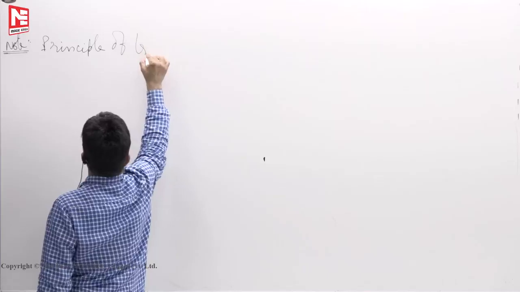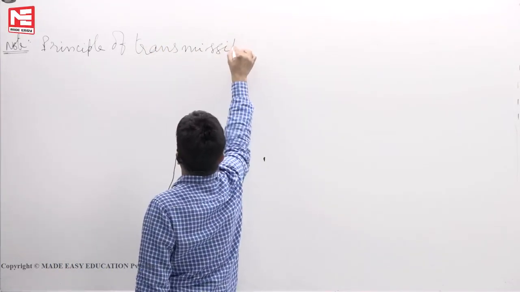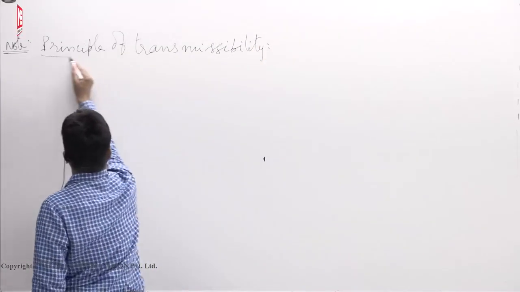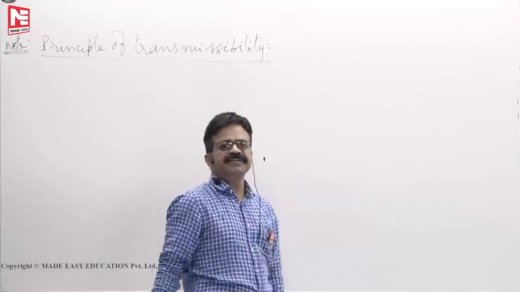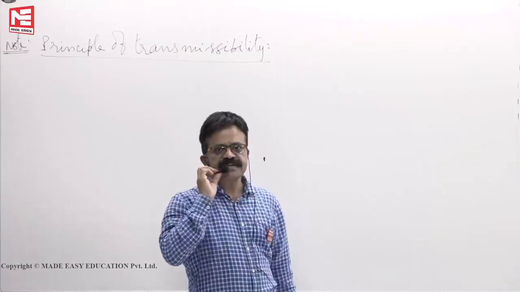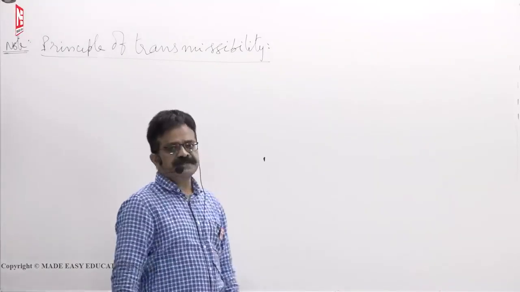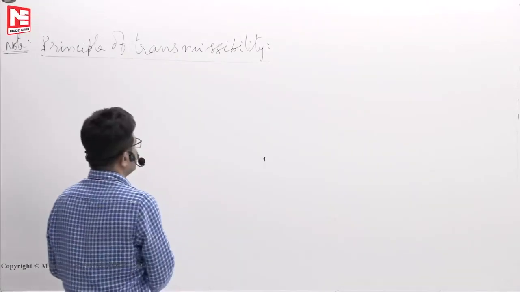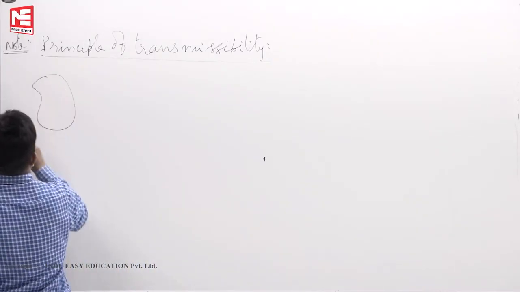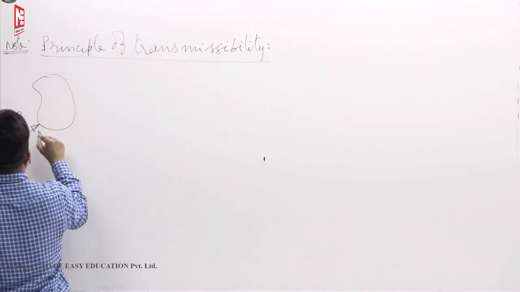Principle of transmissibility. In first year engineering mechanics, we have learnt about this principle of transmissibility. What it tells you is, supposing that we have a block like this, you are applying a force P this way, acting at A.